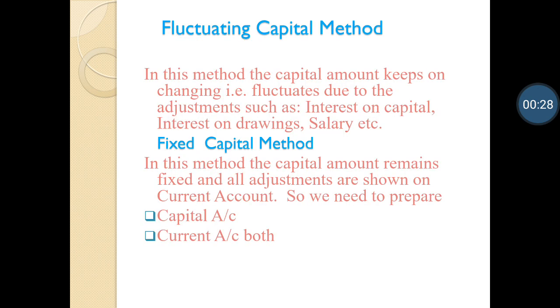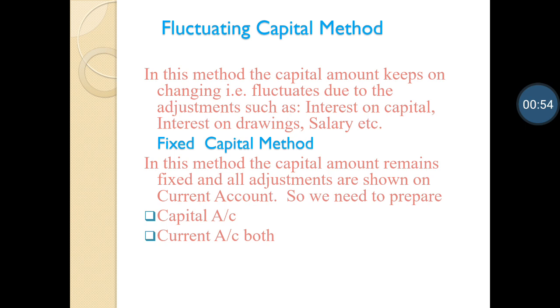As you know, the fluctuating capital method is a method where capital figures keep on changing. Why does it change? It changes because of the adjustments, such as salary, commission to the partners, interest on capital, interest on drawings, etc. So, once we prepare a capital account, the opening figure will keep on fluctuating and you'll get some other figure at the end.